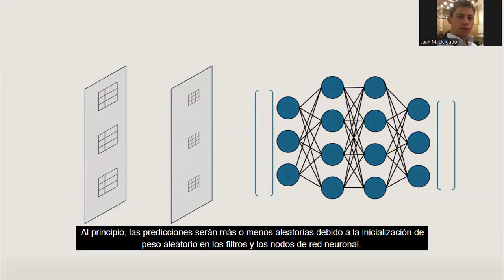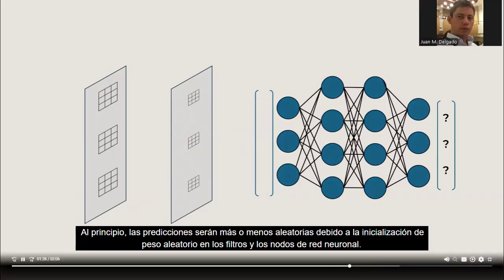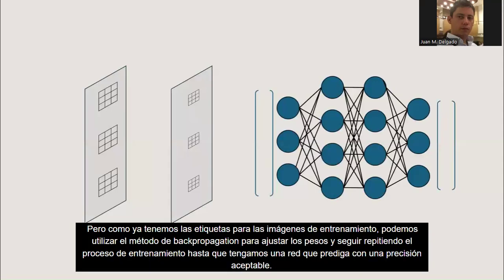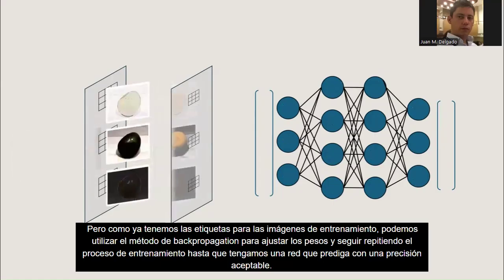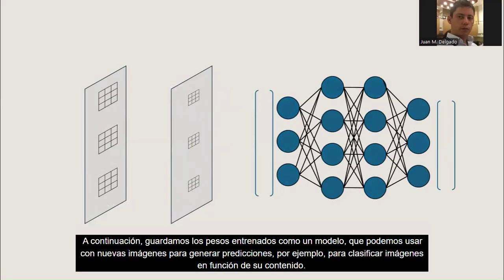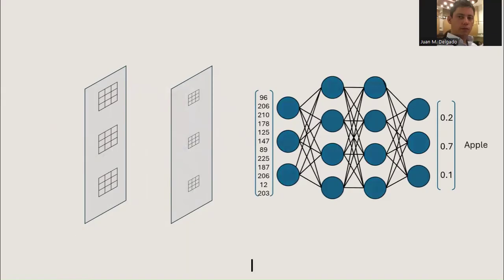At first, the predictions will be more or less random because of the random weight initialization in the filters and neural network nodes. But since we already have the labels for the training images, we can use backpropagation to adjust the weights and keep repeating the training process until we have a network that predicts acceptably accurately. Then we save the trained weights as a model, which we can use with new images to generate predictions, for example, to classify images based on their contents.